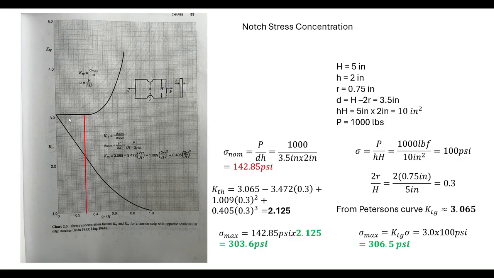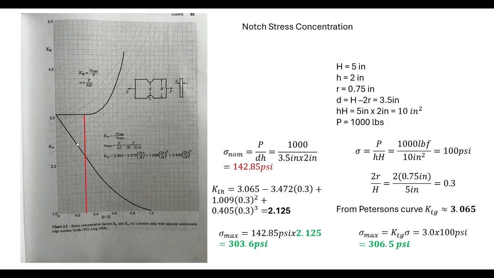Now, to calculate this, you would plug in this ratio here, 2R over H, which I've done here is 0.3. And you go to the curve and you look it up, and we see that it's a little bit above 3. So these two curves intersect here. I'll talk about this curve in a minute. Now, as this function goes to 0, we see that the intercept is 3.065. So this would be about a 3.065 stress concentration factor if you're using the stress away from the membrane.